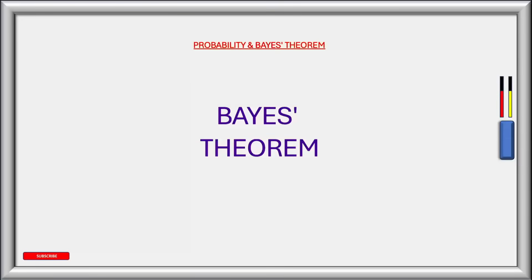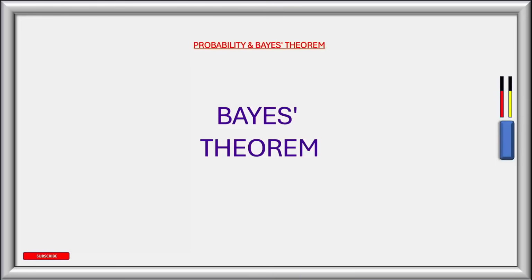Let's say you take a test for a rare disease. The test is 99% accurate and it comes back positive. What's the probability you actually have the disease? Most people say 99%. The real answer might shock you. It could be as low as 2%.